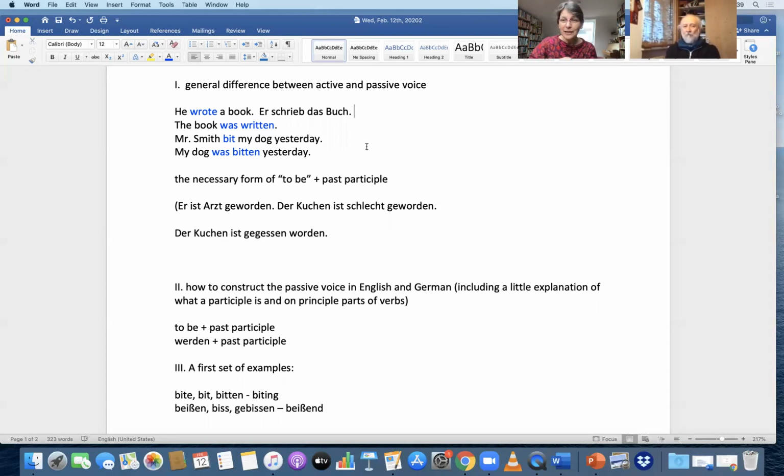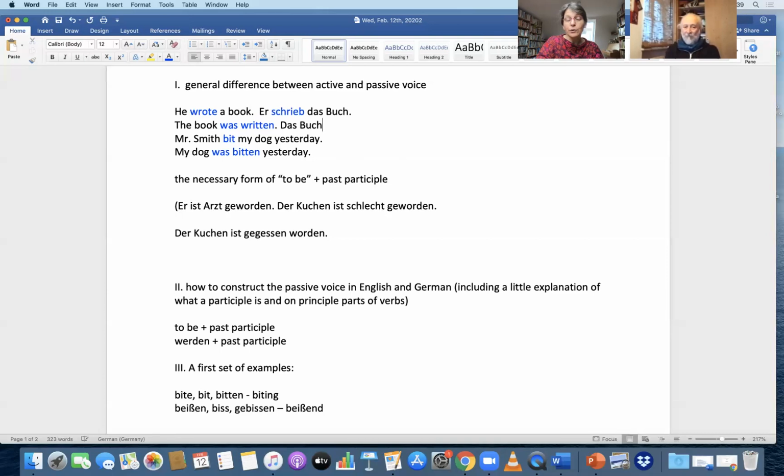So if you want me to say something, explain something, or if you need a break, or if you have a question, interrupt me. Okay, so schrieb das Buch. I would often use the present perfect here in German, hat das Buch geschrieben, but right now we want to stay in the same tense, so that you see this. And the book was written.